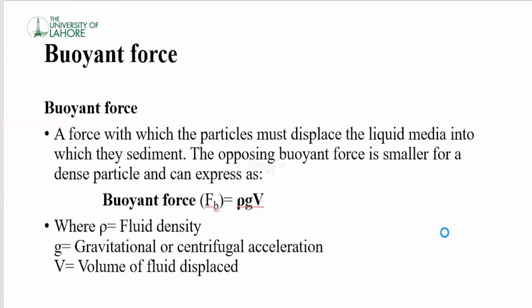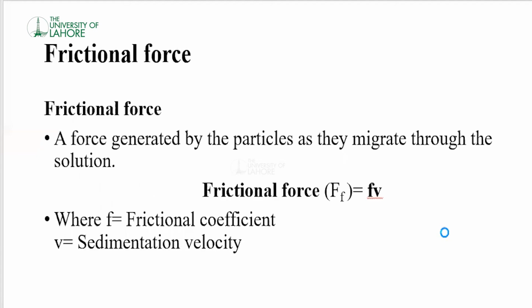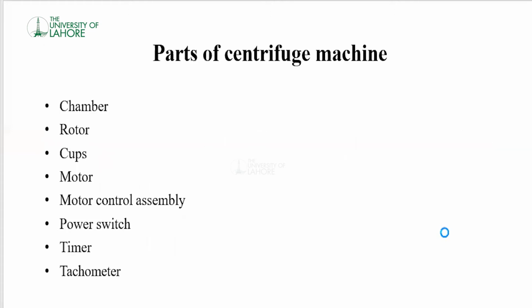What is buoyant force? A force with which the particles must displace the liquid medium into which they sediment. The opposing buoyant force is smaller for the dense particles and can be expressed as equal to ρgV. Rho is the density of the fluid, g is the gravitational or centrifugal acceleration, and V is the volume of the fluid displaced. Frictional force is a force generated by the particles as they migrate through the solution, where F is the frictional coefficient and v is the sedimentation velocity.